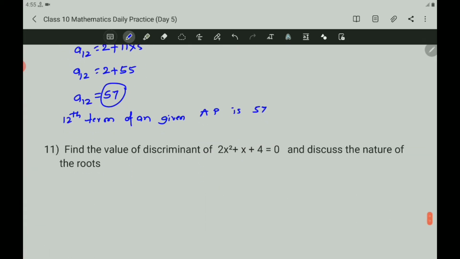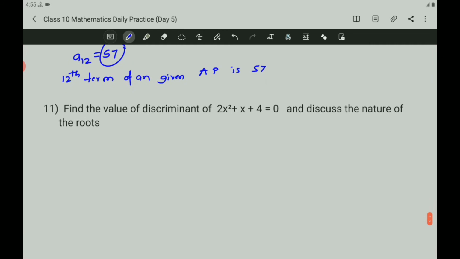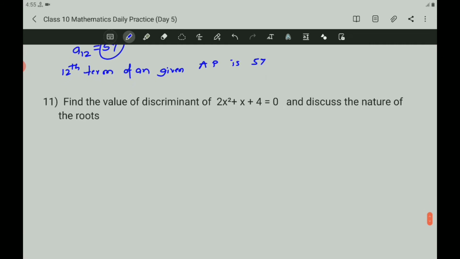Next let us take: find the value of the discriminant of 2x square plus x plus 4 equals 0 and discuss the nature of the roots. Here the given quadratic equation is 2x square plus x plus 4 equals 0, and here we have to discuss the nature of the roots and find the discriminant. So what is the discriminant? The discriminant is b square minus 4ac. So you take the quadratic equation 2x square plus x plus 4 equals 0.